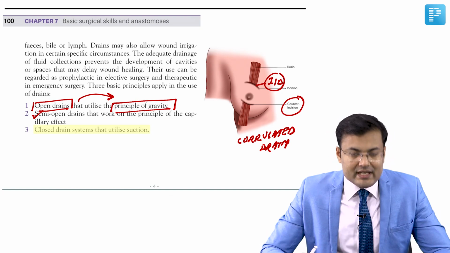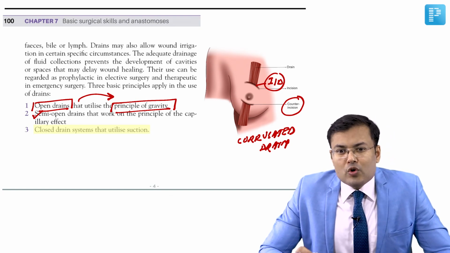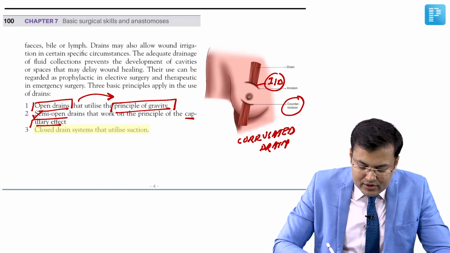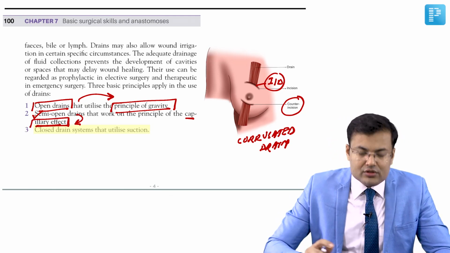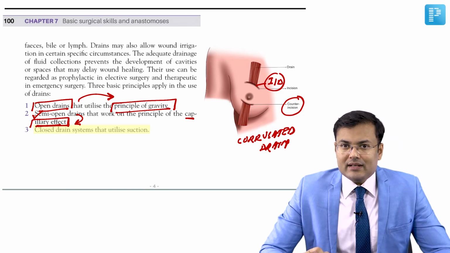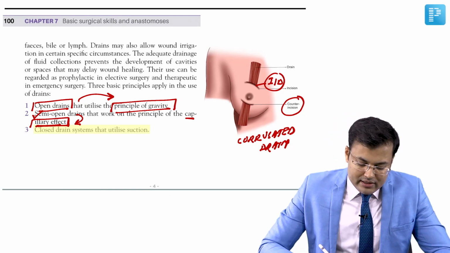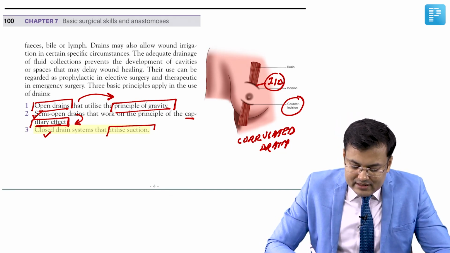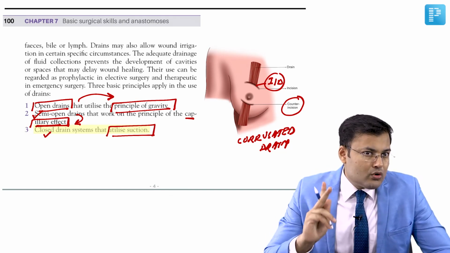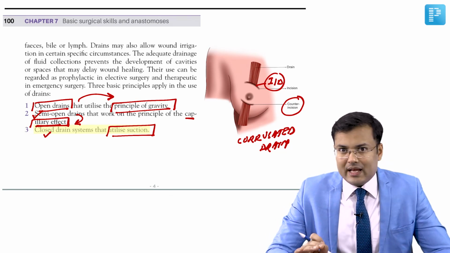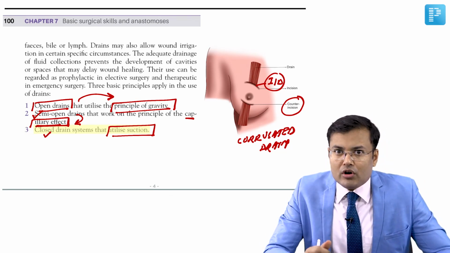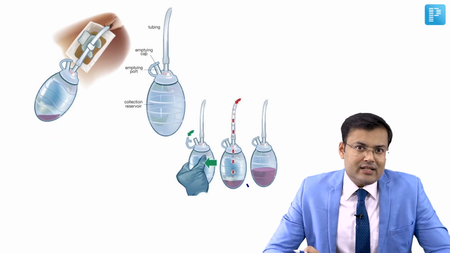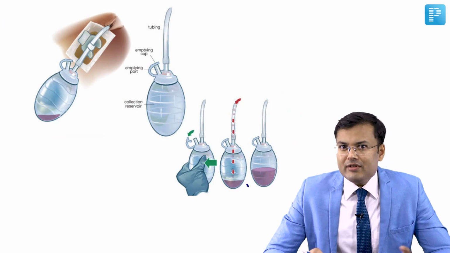Second type is known as semi-open. In semi-open drain, we apply the principle of capillary. So semi-open drain works on the principle of capillary effect. And the third, which we saw, is closed drain, and this closed drain utilizes suction to work. There are two closed drains which are commonly asked in exams, and we use these drains in the ward also. One is Jackson-Pratt drain and second is Romovac, which we discussed.